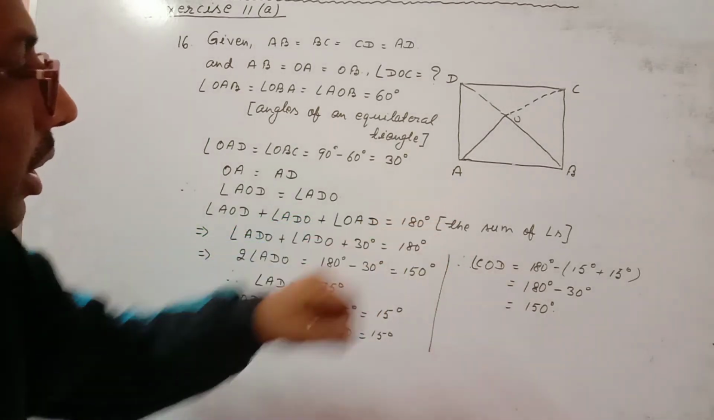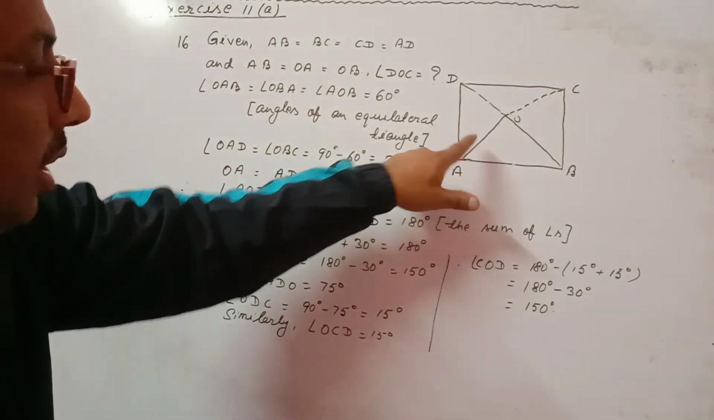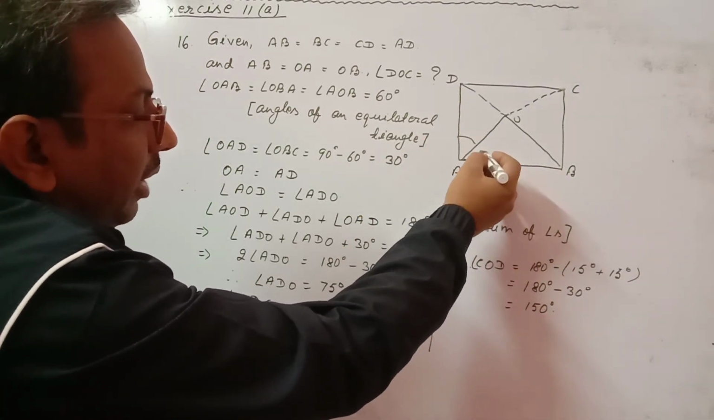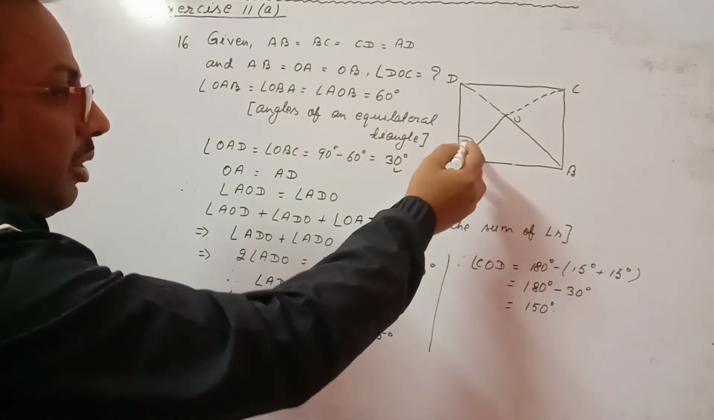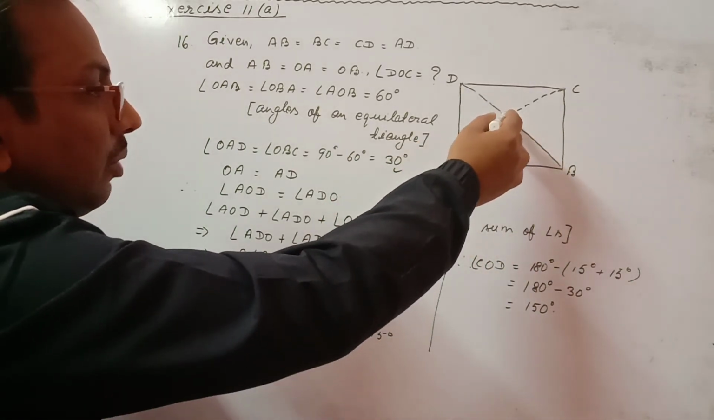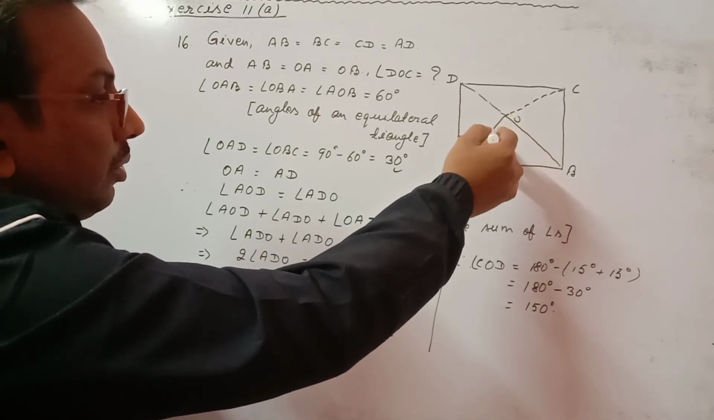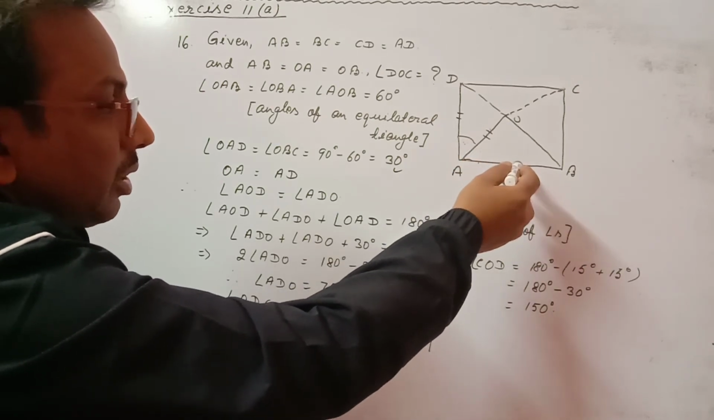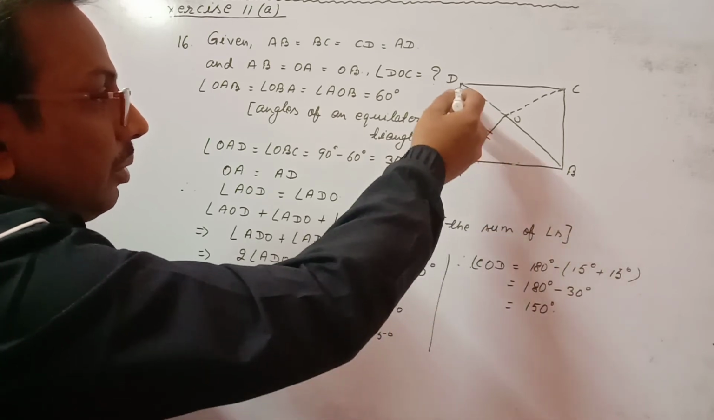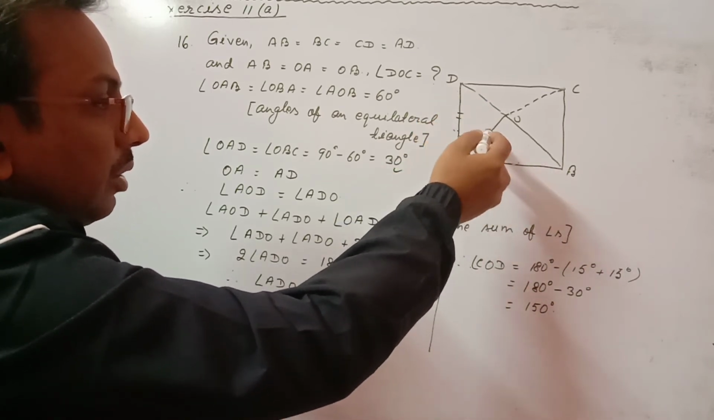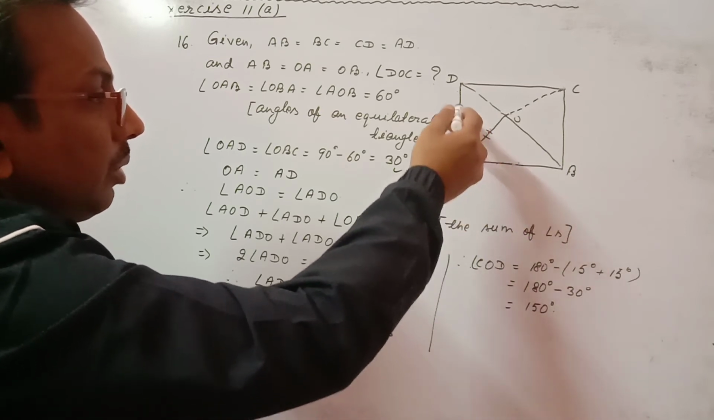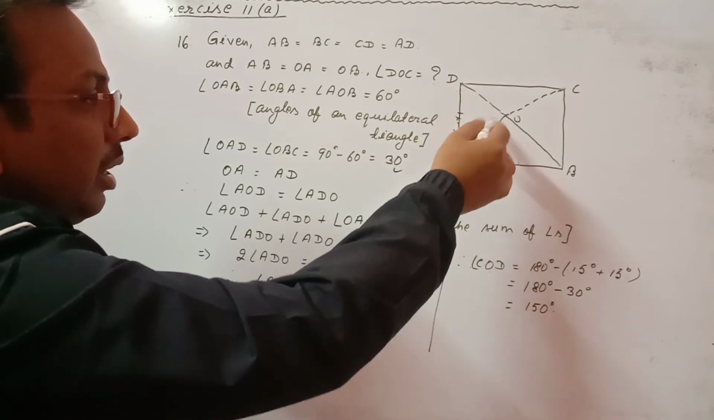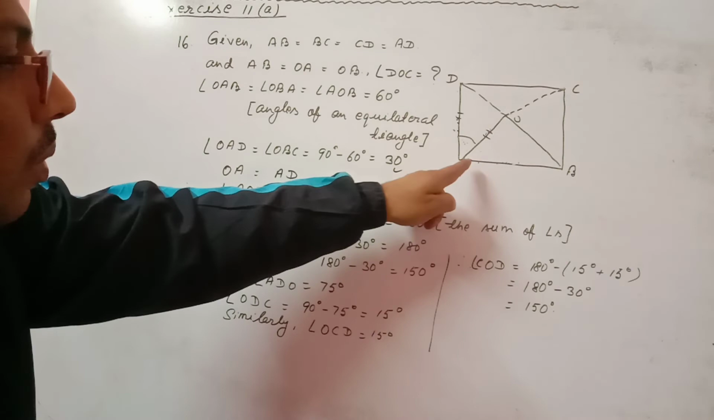Now angle OAD, this angle, this complete angle is 90 degree. 90 degree minus 60 degree equal to 30 degree. This angle became 30 degree. Now in triangle AOD you are seeing that these two sides are equal. Why do we say? Because OA equal to AB, sides of an equilateral triangle, and AB equal to AD, sides of a square. Therefore OA equal to AD. So triangle OAD becomes an isosceles triangle in which OA equal to AD.